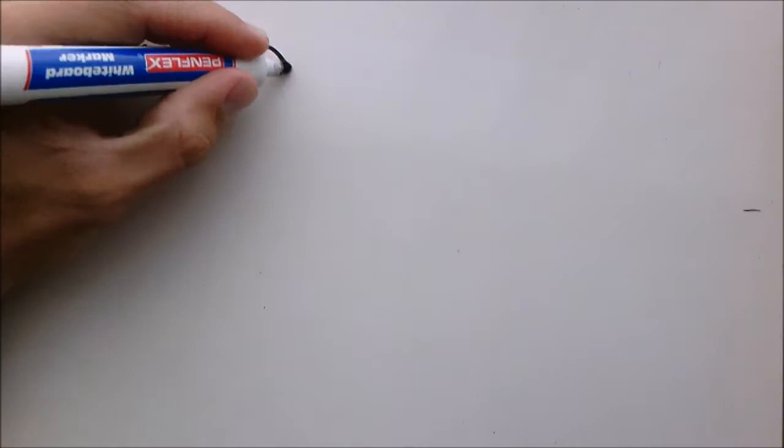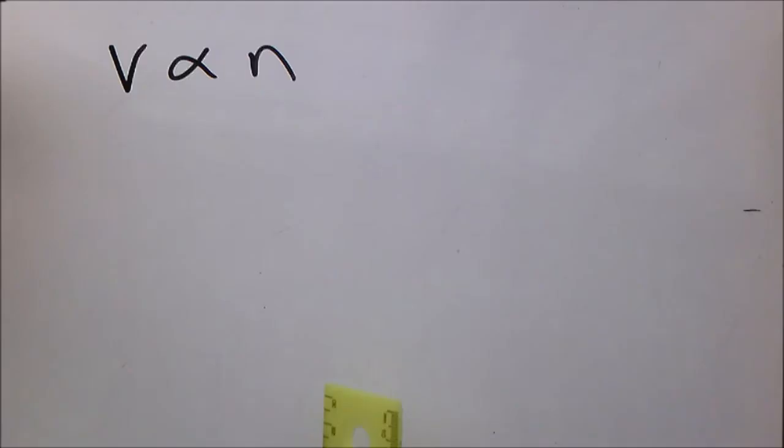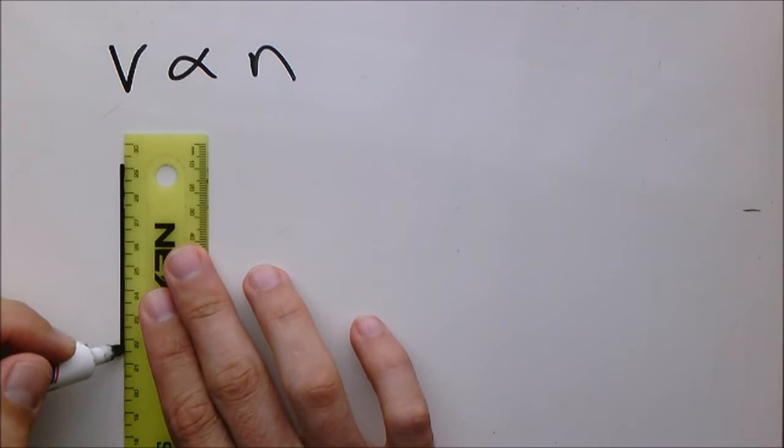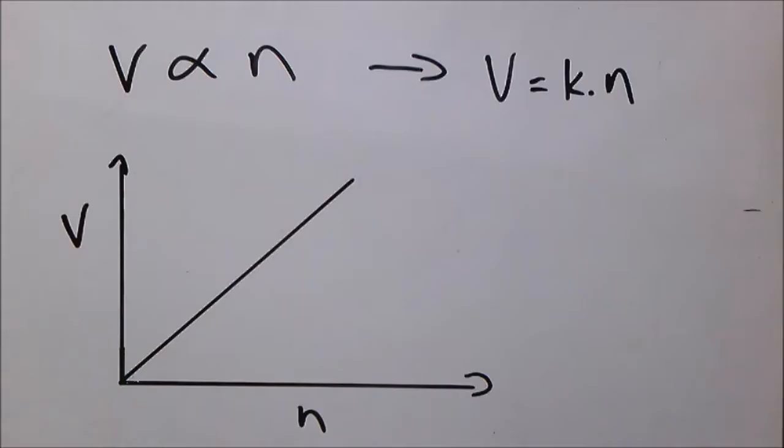Now, this is very, very easy, based on what we've already done as well. It's quite similar to the previous explanations of the other laws, like Boyle's law, Charles's law, and Gay-Lussac's law. So volume is directly proportional to moles, so this would form a straight line like that. This does mean that volume will be equal to a constant times mole.